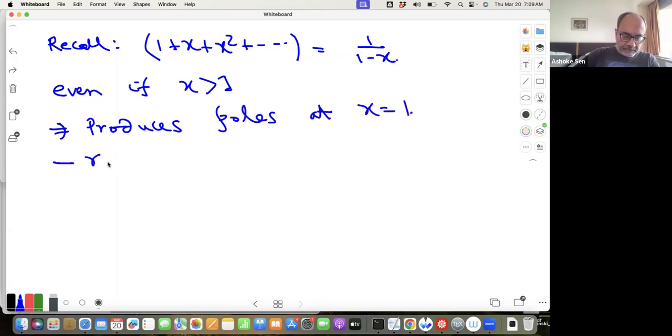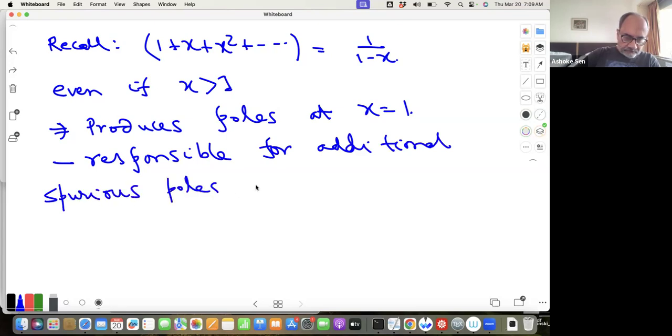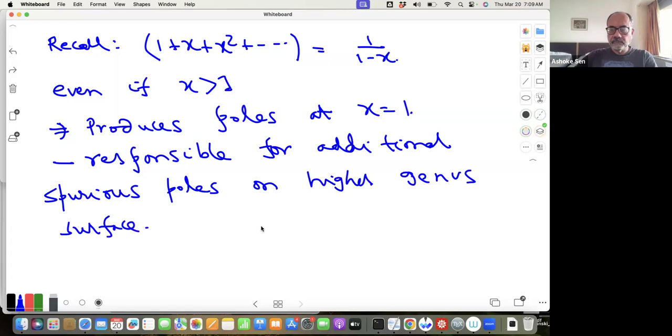And this is what is responsible for additional spurious poles on higher genus surfaces. So today we are going to deal with this: how to get rid of these additional spurious poles.